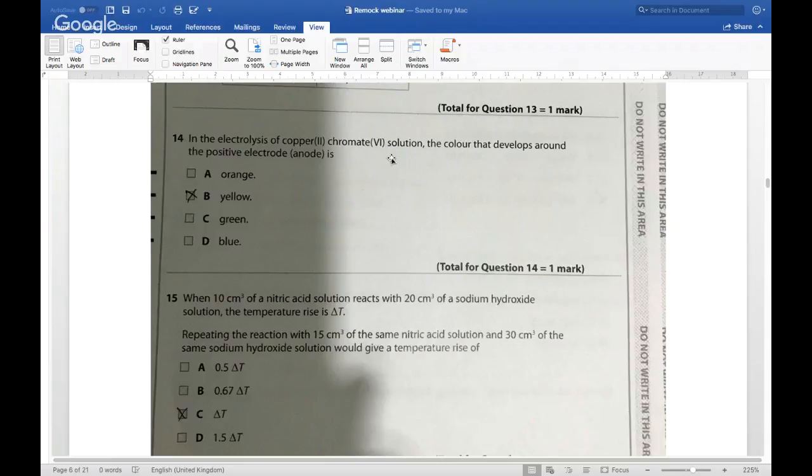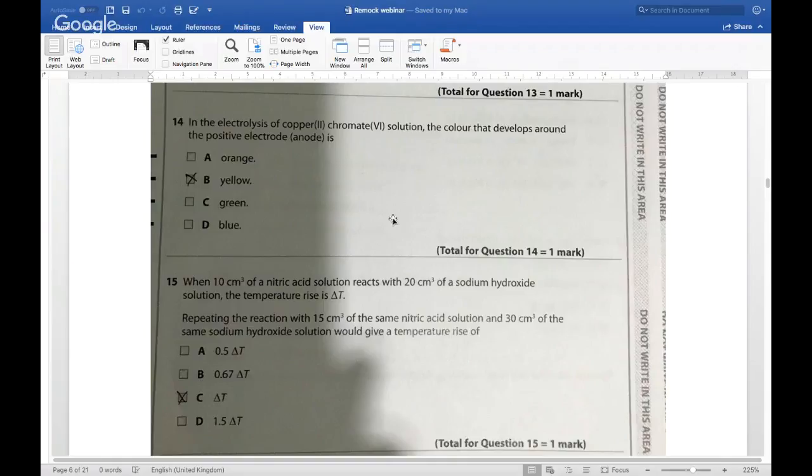That's requiring Unit 2 knowledge in a Unit 1 paper. It's hard, that, folks. If anyone put blue or green, again, you're disowned. I'm disowning you, folks. No, that's mean, actually, because copper's blue. I'll take it back. If you've put green, you're disowned. Blue, I'll forgive you. But the answer is yellow. The positive electrode is going to attract the negative ion, which is the chromate.